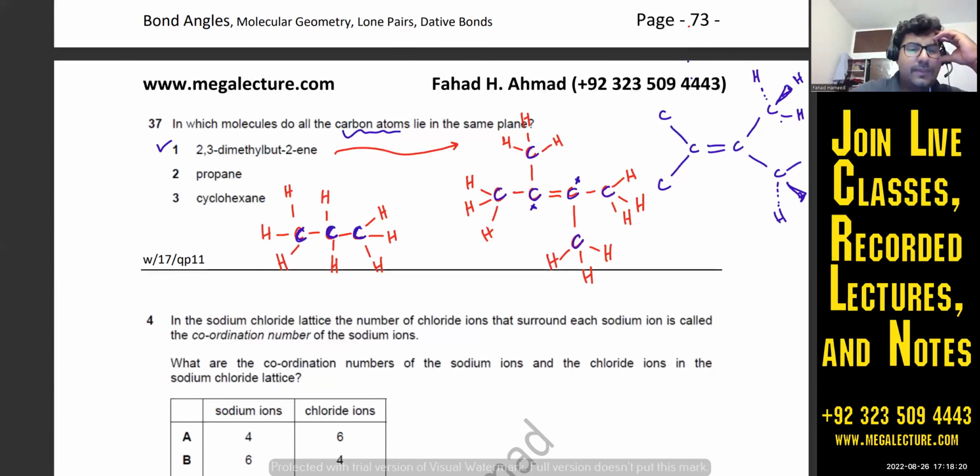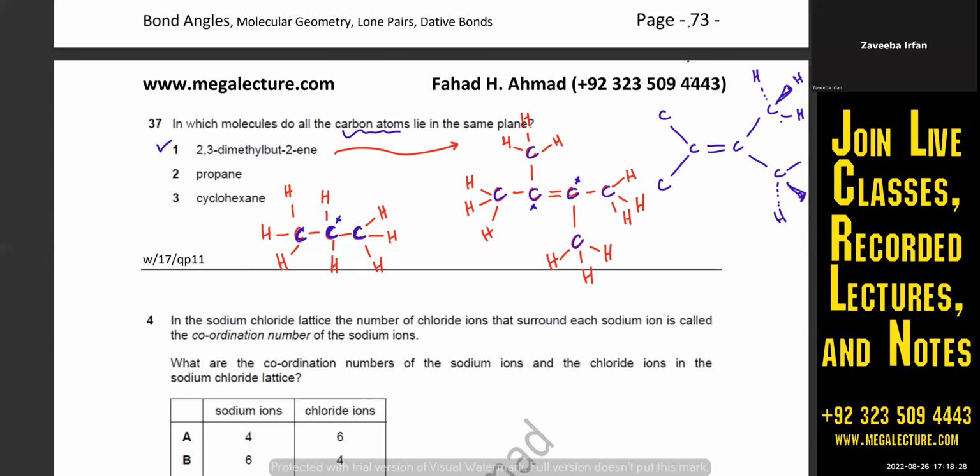So what is the angle? The middle carbon atom. Remember, the middle carbon atom decides what the angle is. So what would the angle be? 109.5, right?